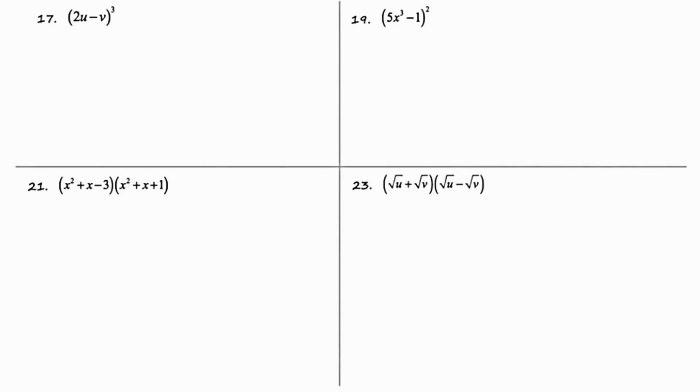Okay, in number 17, we're asked to cube the binomial 2u minus v. So let's remember what it fundamentally means to cube something. It means to multiply the thing by itself 3 times. So my first maneuver is going to be to write it out 3 times as a product.